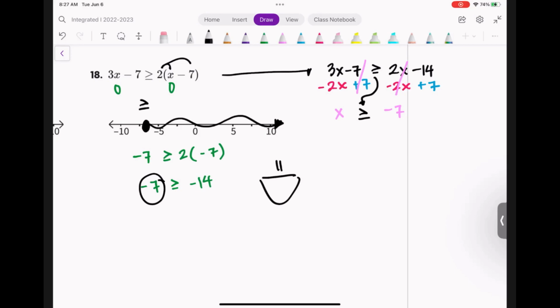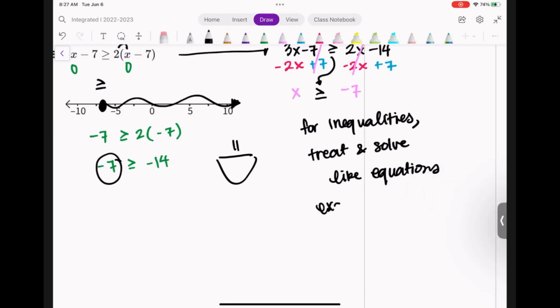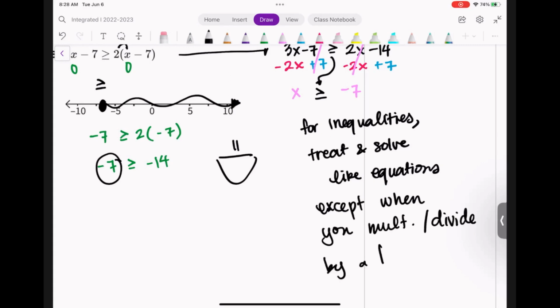The biggest thing that I'm going to remind you is for inequalities, you treat them like equations, except when you multiply or divide by a negative.